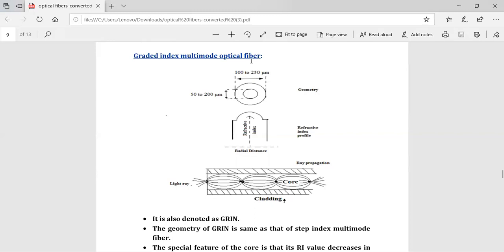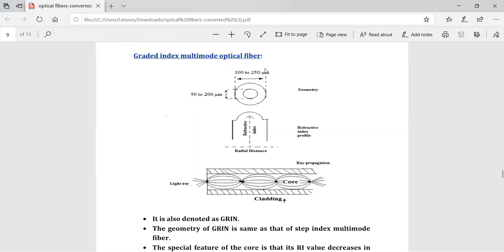Graded index multimode fiber. It is also denoted as graded. So multimode fibers are of two types. One is a step index multimode fiber, the other is a graded index multimode fiber. That is based on the refractive index profile only. Multimode fibers are classified into two types: graded index multimode fiber and step index multimode fiber.